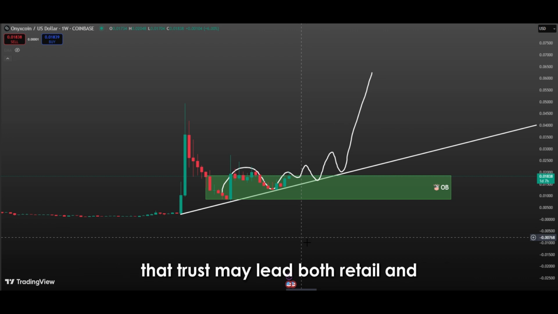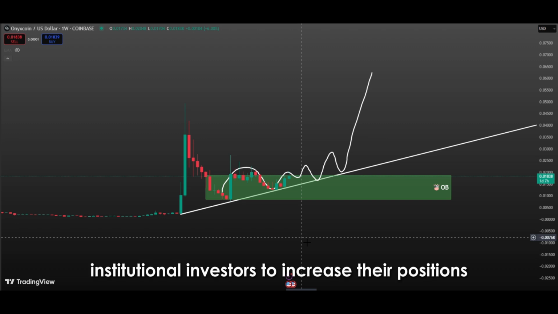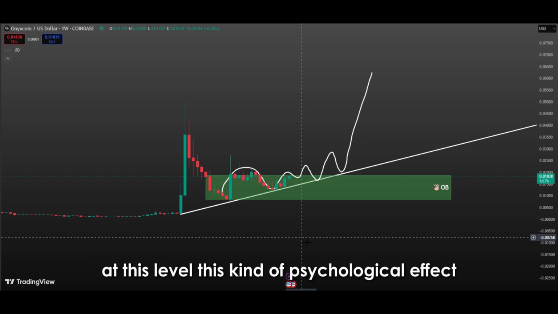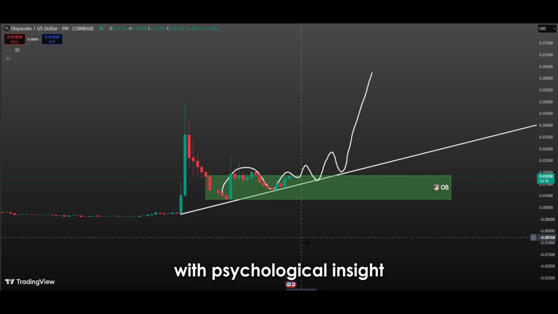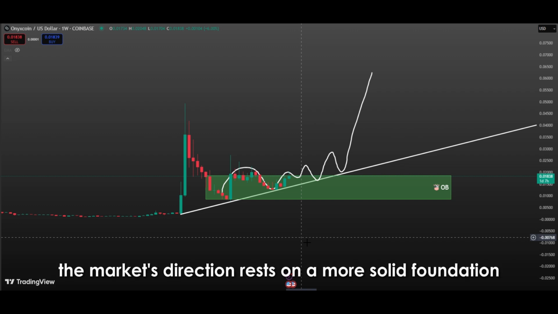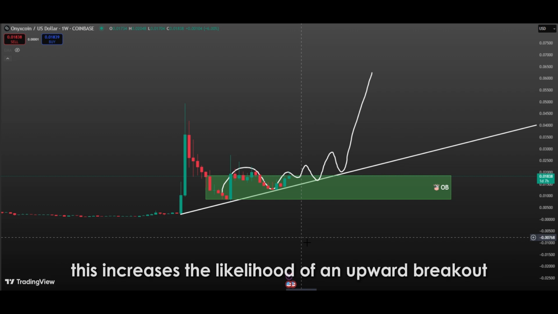That trust may lead both retail and institutional investors to increase their positions at this level. This kind of psychological effect helps reinforce the technical structure. When technical analysis is combined with psychological insight, the market's direction rests on a more solid foundation. This increases the likelihood of an upward breakout.